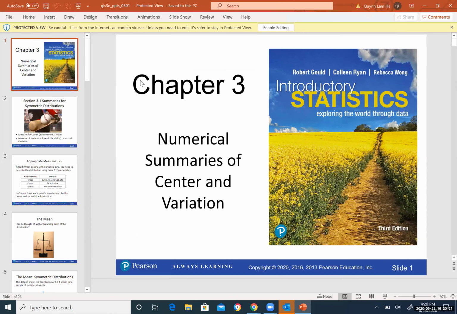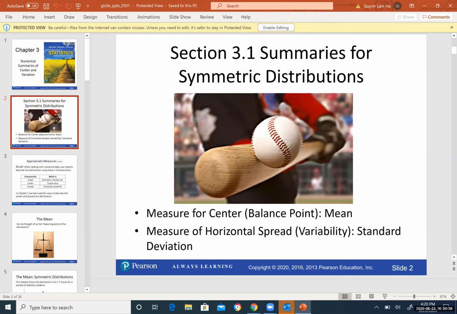For PowerPoint 3.1, what you notice is we've got the objective for the whole chapter. You will be focusing on numerical summaries of center and variation. Specifically for section 3.1, you learn about summaries for symmetric distributions. In this 3.1, you will learn how to measure the center. Another word they say is balance point. Another word for this, what does it mean? It's the mean.